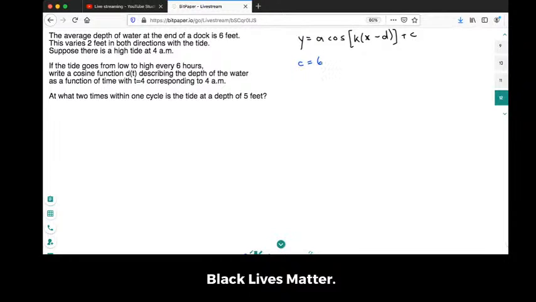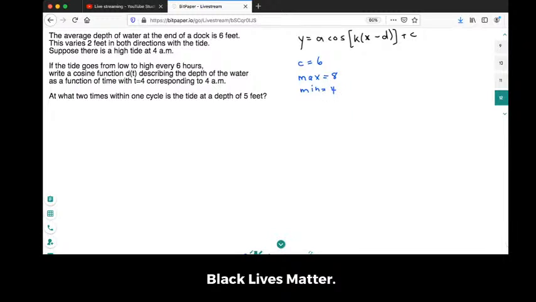This varies 2 feet in both directions. And the reason why we know then that it's a C term is because it does tell you that that's the absolute middle. That's our axis of symmetry in this case. So it's varying 2 feet in both directions. Therefore, my maximum obviously must be 8. Or I don't know how obvious it is, but that's what it is. And then my minimum is going to be 4.